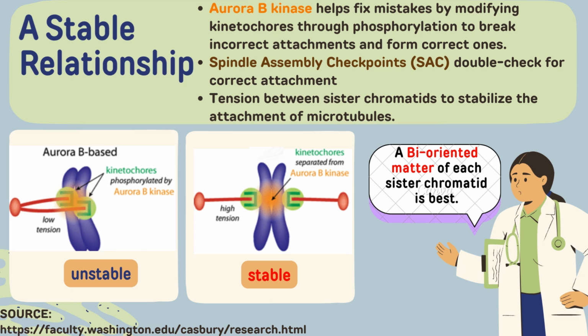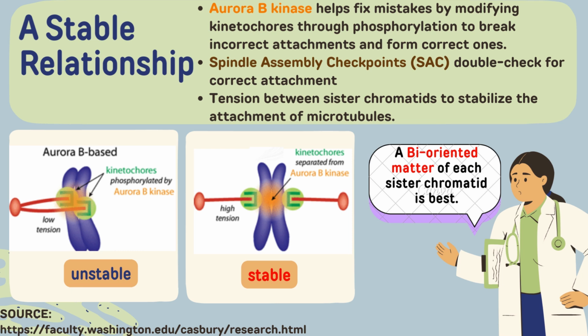So we want to highlight the stable relationship between kinetochores and microtubulin. And one structure we'll go over, if you look in the orange section in the middle of the image, are Aurora B kinase, which help in fixing mistakes by modifying kinetochores to break incorrect attachment and form correct ones.